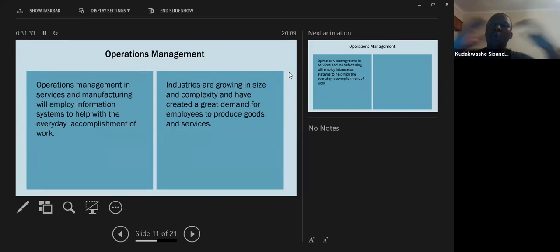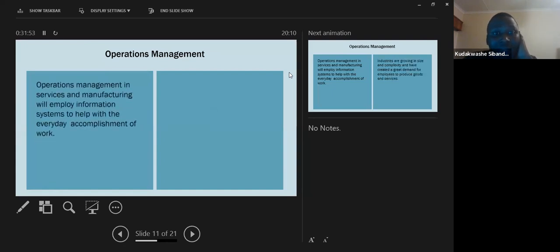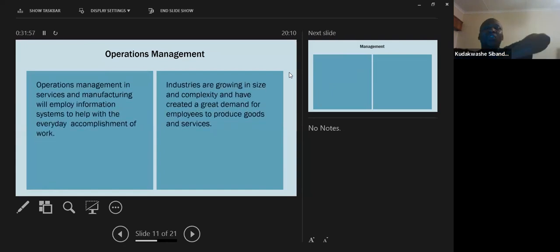If now you are someone who's into operations management, it means that operations management in services and manufacturing will employ information systems to help them with the everyday accomplishment of work. Because remember, operations is something that you'll be doing every day, right? So you need software that will help you with that. Then the industries are growing in size and complexity, and they've created a great demand for employees to produce goods and services. So as companies are growing bigger and bigger, the complexity of producing goods and services also is increasing.